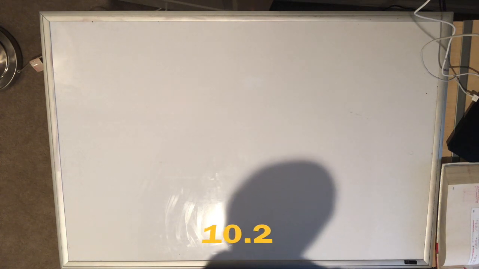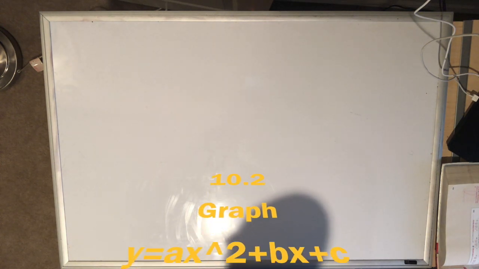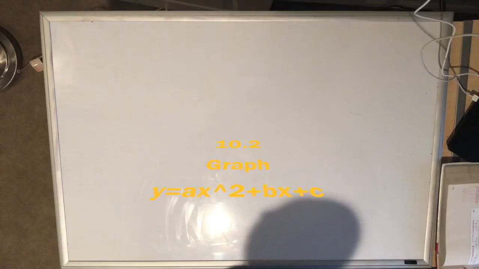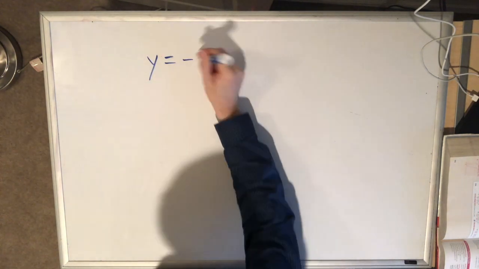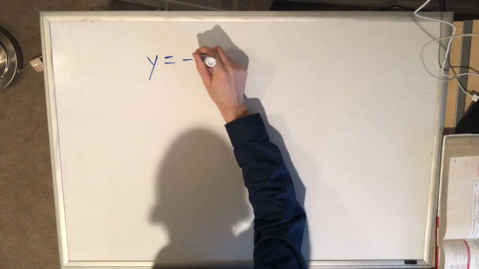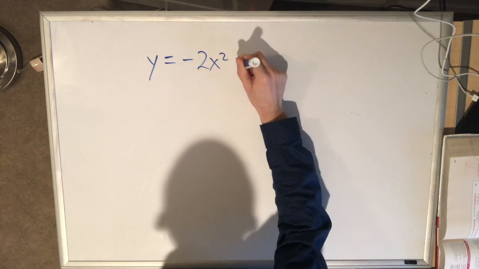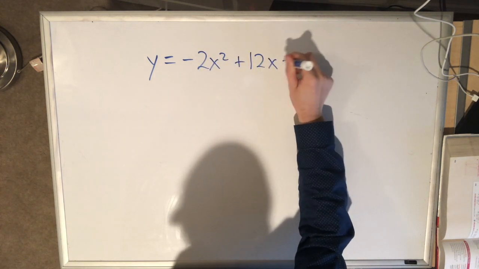Today we are going to cover section 10.2, graph y equals ax squared plus bx plus c. Example 1, find the axis of symmetry and the vertex. Let's consider the function y equals negative 2x squared plus 12x minus 7.